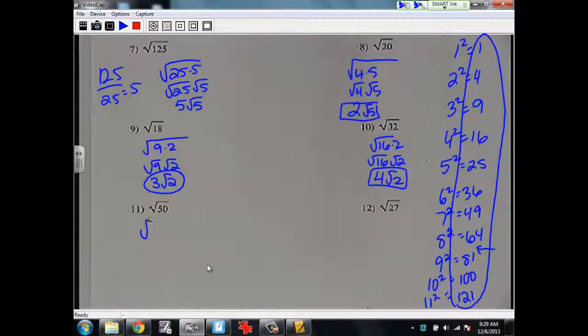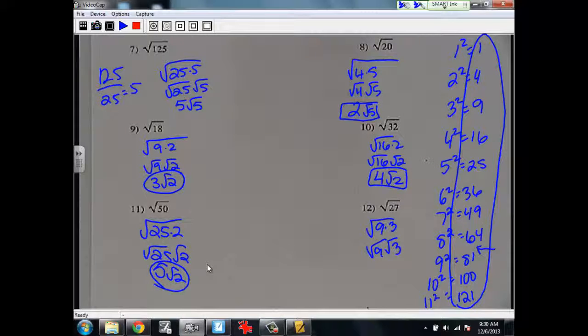What goes into 50? 25 and 2. Break it apart. So we have 5 square root of 2. And 27, 9 and 3. So break it apart. Square root of 9, square root of 3. Square root of 9 is 3. Square root of 3 is a funky decimal, so we just bring it down.